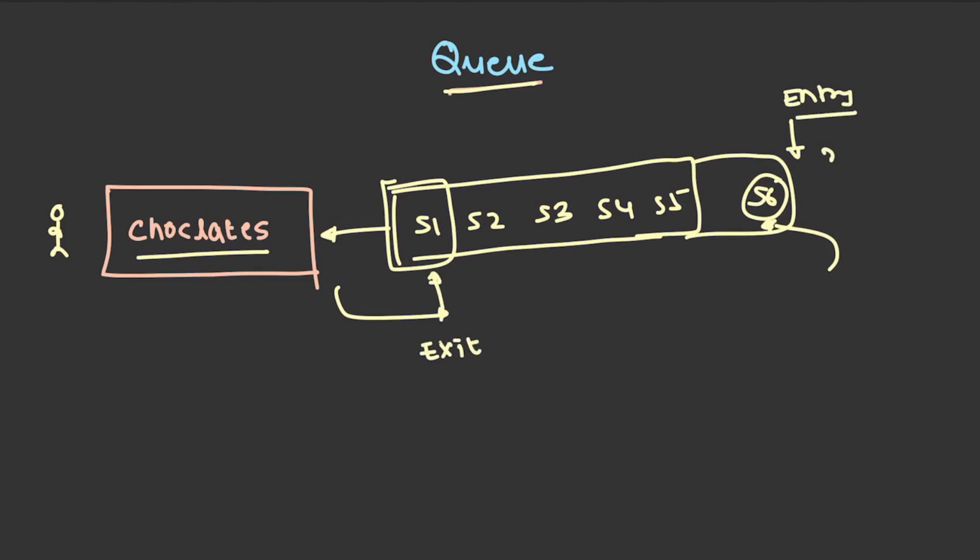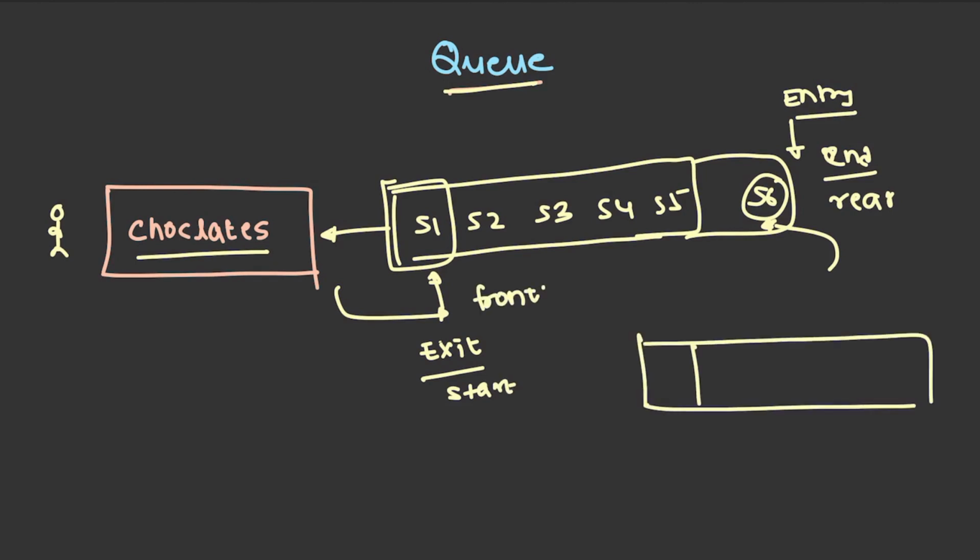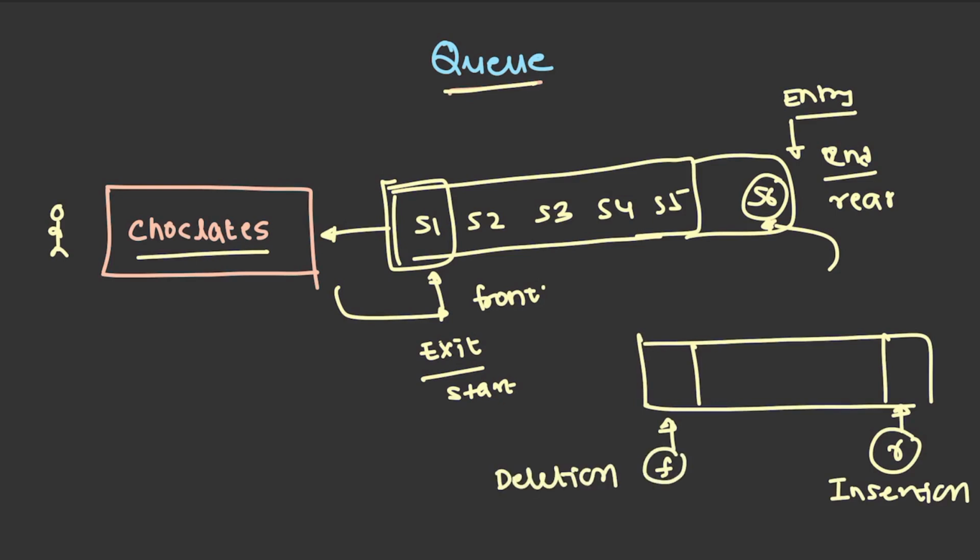This is the end of the queue, which can be maintained with the help of a rear pointer. This is the start of the queue, which can be maintained with the help of a front pointer. So a queue has 2 pointers, the front pointer and the rear pointer. Insertion happens at the rear pointer. Deletion happens at the front pointer. If we observe carefully, a queue can be implemented with the help of an array, or even with the help of a linked list.